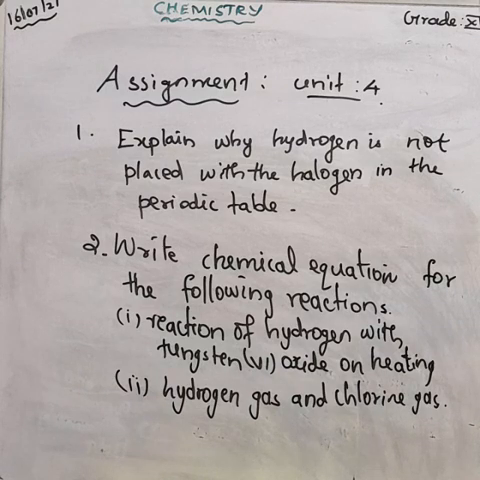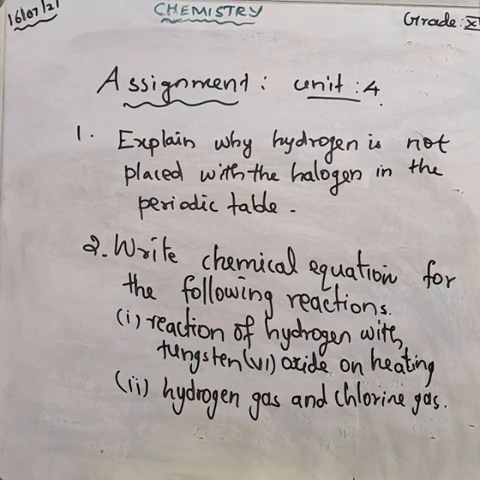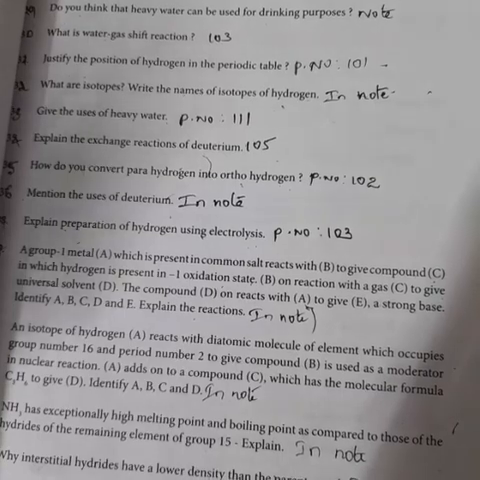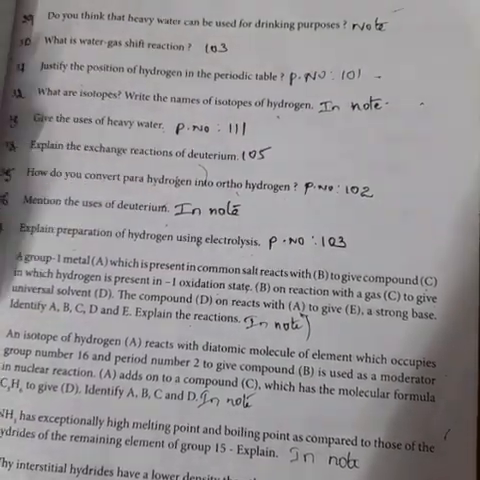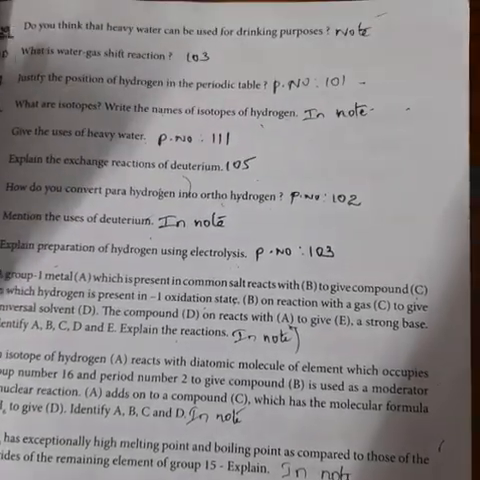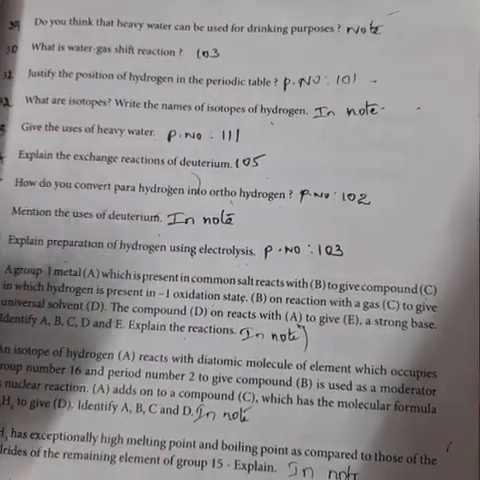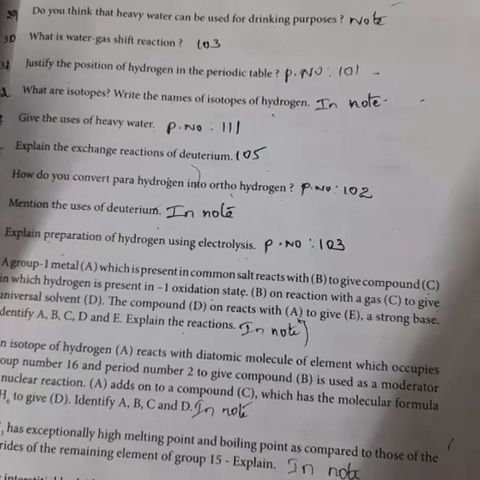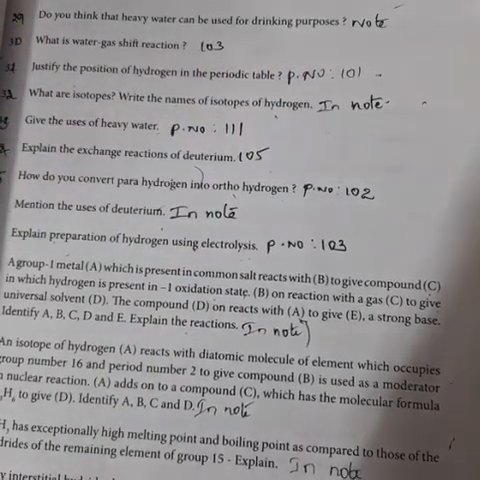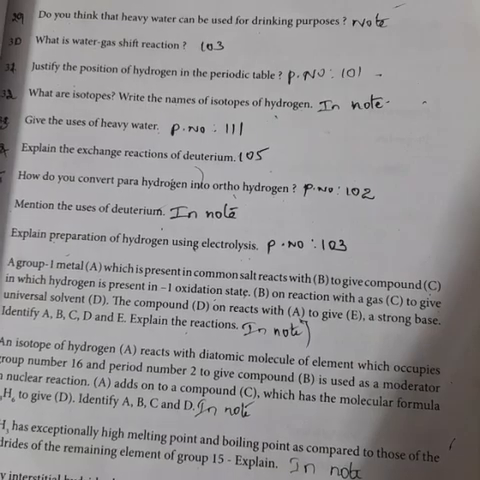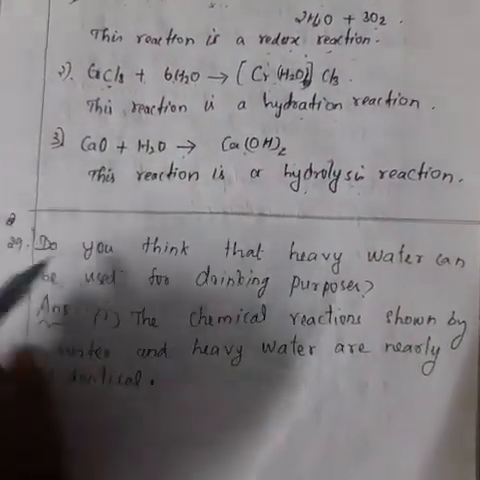All of you take page number 123. Today I will mark 10 questions, 29 to 38. So the 29th question: do you think that heavy water can be used for drinking purposes? That is in your note, not in the book.